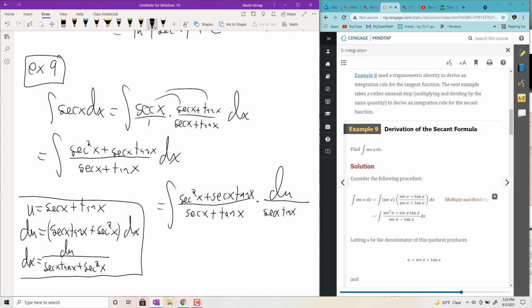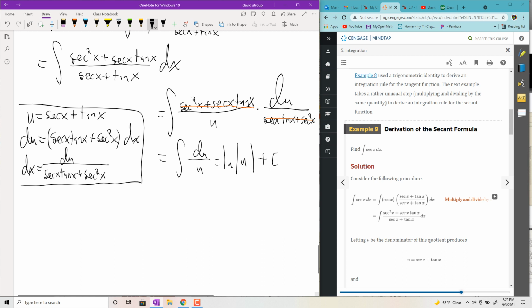Secant x tan x plus secant squared x. And then there's that nice cancellation, boom, boom. That stuff in the denominator should just be u at this point. And of course that will turn into the integral of du over u, which will be the ln of the absolute value of u, plus c, which will then equal the ln of the absolute value of secant x plus tan x.